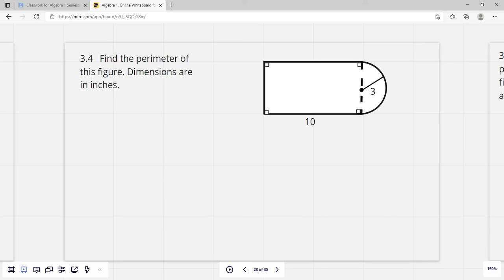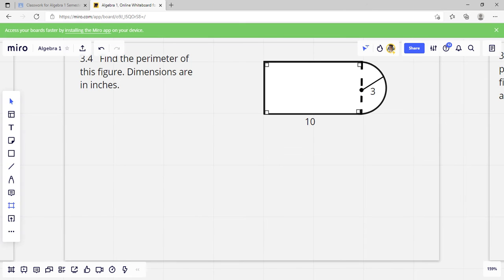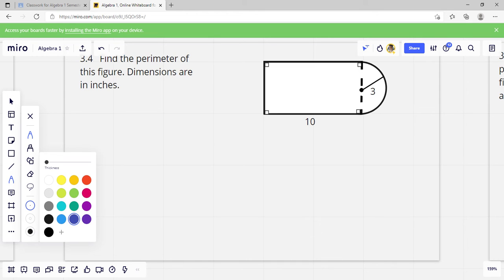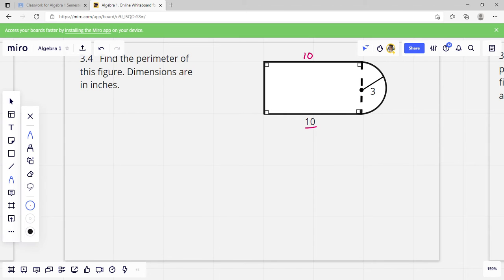Alright, next one says find the perimeter of this figure. Dimensions are in inches. Okay, so for this one we have to find the perimeter. Remember, perimeter is a fence that goes all the way around. So we've got to make sure we get all our sides. Alright, so this one is 10 down here. So that means up here is probably 10. Yep, because these square corners, those are equal lengths. So we've got 10 and 10 more.